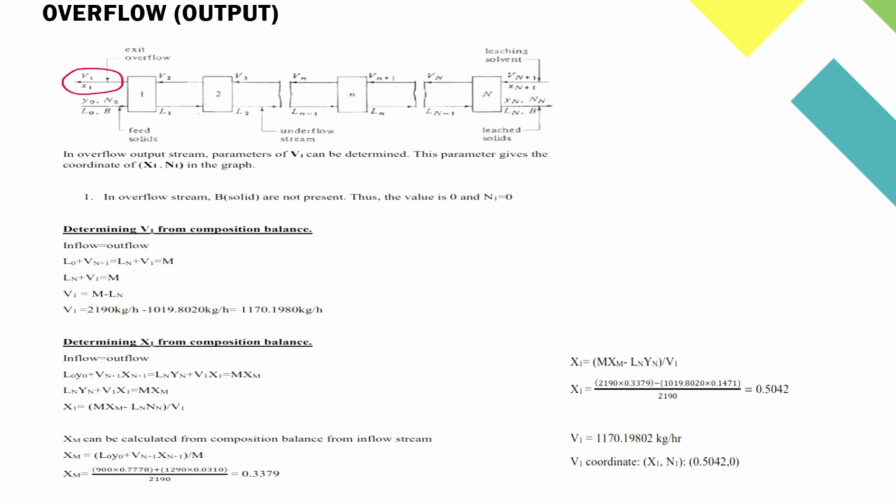Next, we will find the last stream, which is the overflow output stream. In this stream, V1 and its coordinate can be determined. In order to find the value of x1, we use composition balance, and similar to the overflow input stream, there is no presence of solid B. Thus, our N1 yields 0. And here is our V1 coordinate.